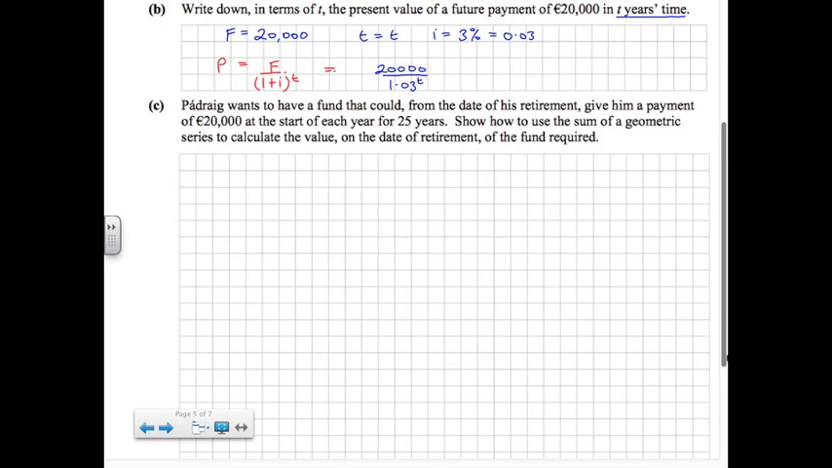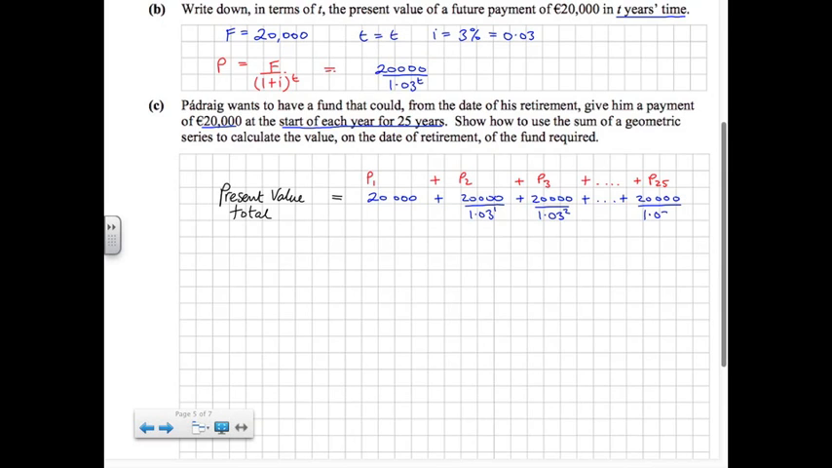This time we're to show, using a sum of a geometric series, the value of the pension on retirement that will give them 20,000 at the start of each year. So in this question, what we're looking at is a total of a series of present values. The first of these is 20,000 paid in at the start of the first year. It would not be earning interest because it's the start of the year. The second one would be earning interest for 1 year. And this goes right down over 25 years. The last one is earning interest for 24 years. So we set up this set of present values. Now we wish to sum these.